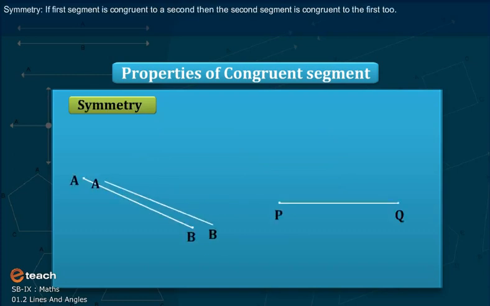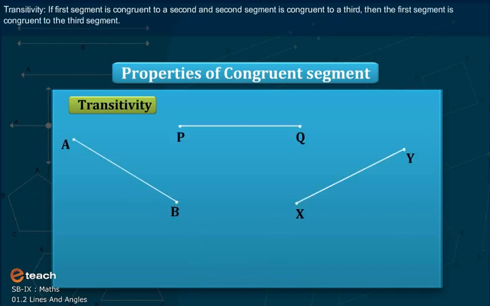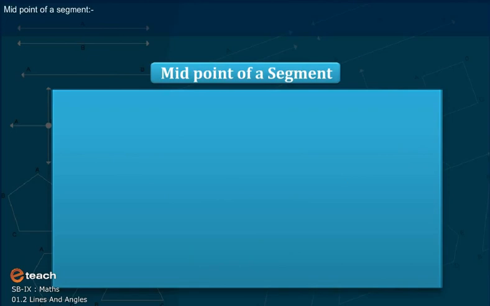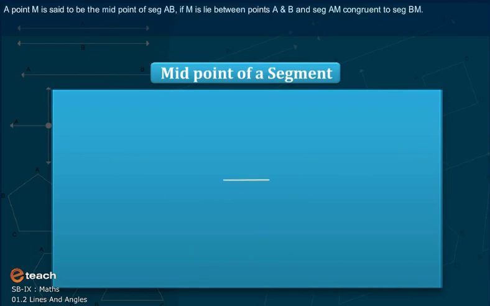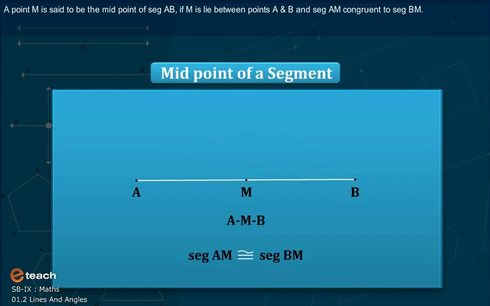Symmetry. If the first segment is congruent to a second, then the second segment is congruent to the first. Transitivity. If the first segment is congruent to a second and the second segment is congruent to a third, then the first segment is congruent to the third segment. Midpoint of a segment. A point M is said to be the midpoint of segment AB if M lies between points A and B and segment AM is congruent to segment BM.